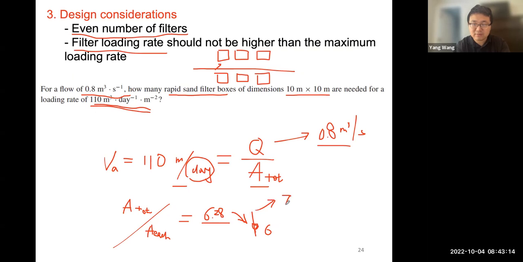We'll round it up to 7, but 7 is not the end yet. We need to make it further to 8, and then you have an even number of filters. Okay, and then we can satisfy this requirement. So basically this is the design considerations, right? We have to use these different standards and different methods, and then find the optimal design for these systems.